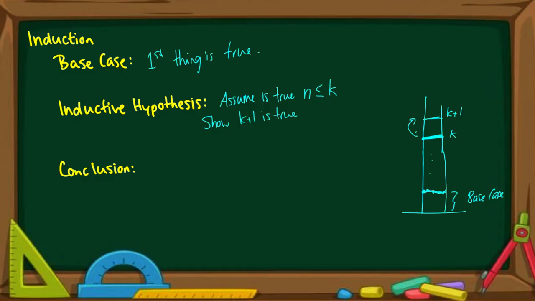And if that is true, then you conclude that every n is true, which means that if the first step is true, and from some arbitrary step I can get to the next one, then clearly this is a fully functioning ladder, and I will be able to get to the top of my ladder.